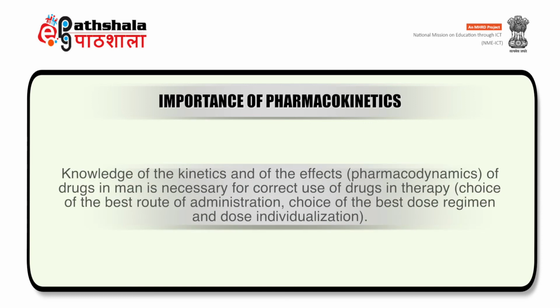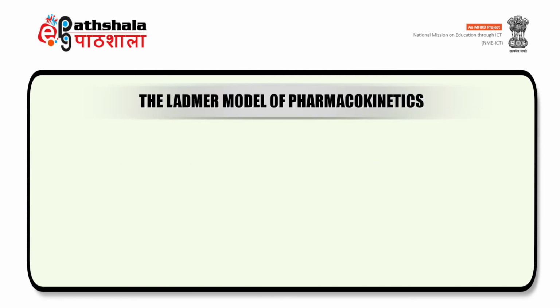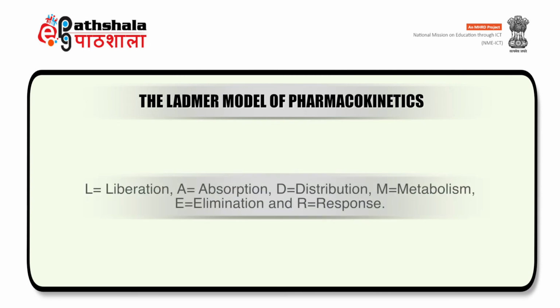The third importance of pharmacokinetics is that the knowledge of pharmacokinetics and of the effects, that is the pharmacodynamics of the drug in man, is necessary for a correct use of drugs in therapy, that is the choice of the best route of administration, choice of the best dose regimen and dose individualization. Now let us understand about the LADMER model of pharmacokinetics. L means liberation, A is absorption, D is distribution, M is metabolism, E is elimination and R is response.